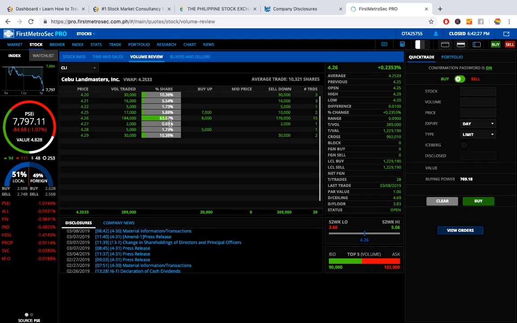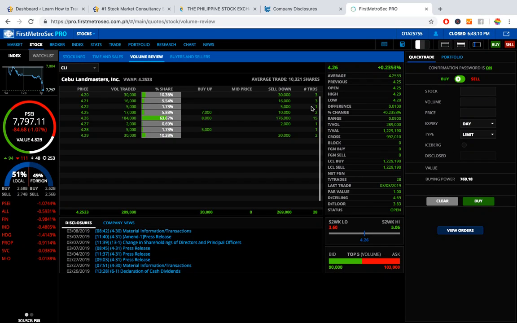Today, CLI closed at 4.26, and this is the exact same price that got the highest volume at about 64% with only 15 trades, by the way. That explains why I am quite disappointed with the volume of CLI today. By just seeing the number of trades here on the trades column, you can already tell why volume is relatively low today. Few trades, most often than not, low trades will translate into low volume.